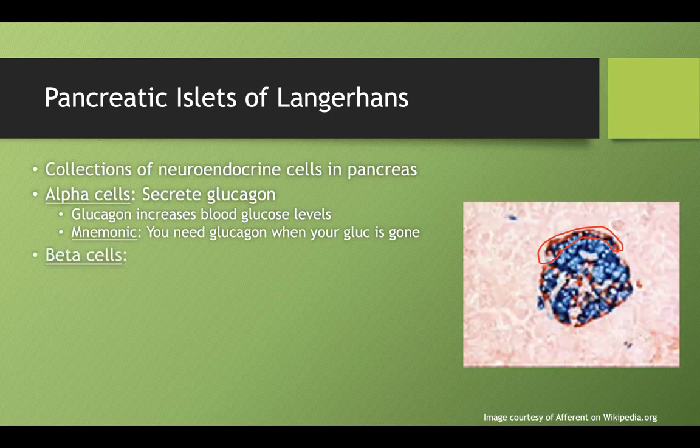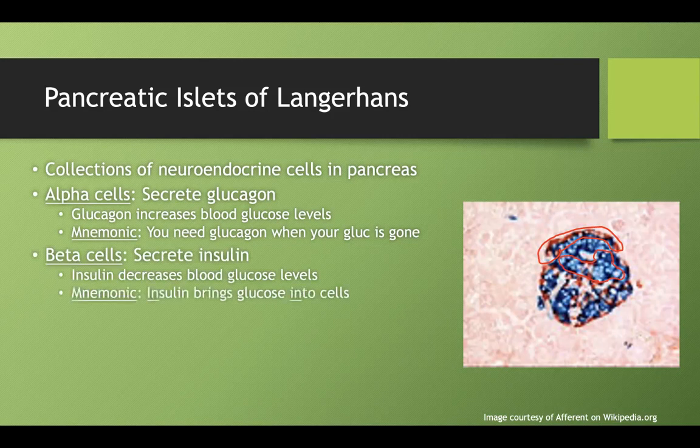On the contrary, you can also have beta cells in these islets, and those are probably more famous, and you can see them highlighted in blue here. Beta cells secrete insulin, and insulin is responsible for decreasing your blood glucose levels. I remember that as insulin brings glucose into cells. I always think of insulin as my storage hormone. It's going to try to package up everything into a bigger molecule. It doesn't like free glucose and anything like that.